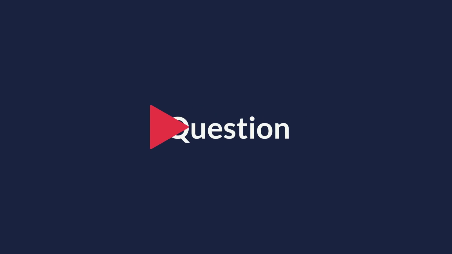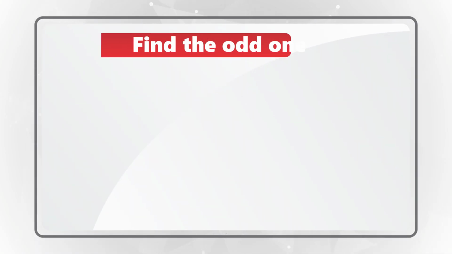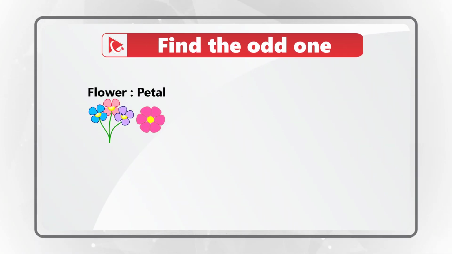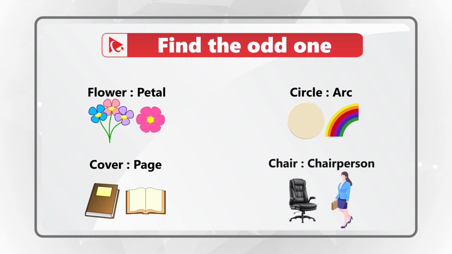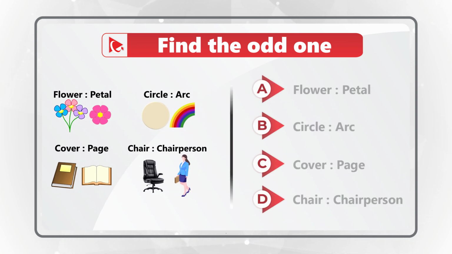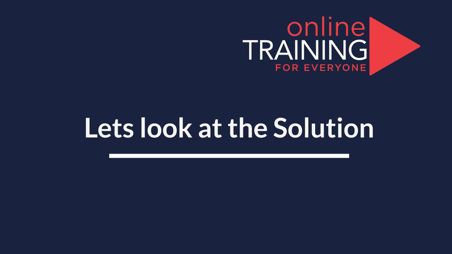Here's an amazing question where you are presented with 4 word pairs, and you need to find the item that does not belong to the group. The first pair is flower and petal. The second pair is circle and arc. The third pair is cover and page. And last but not the least, the 4th pair is chair and chairperson. You need to select the word pair that does not belong to the group. Give yourself a little bit of time to see if you can come up with the solution. Ready or not, I am moving forward to share with you my version. And obviously, if you have a better way to solve it, please make sure to post in comments.